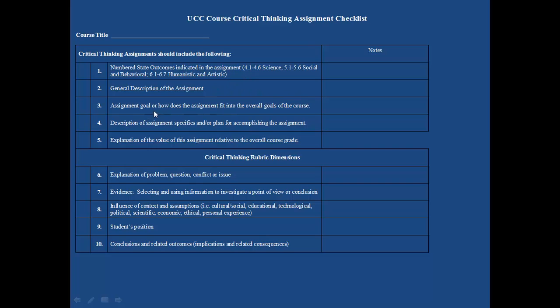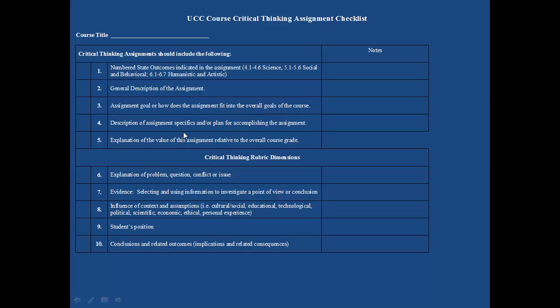You're also going to go through your assignment goal and how this assignment fits into the overall goals of the course. We want you to use what you're doing in class. You're probably already doing a lot of critical thinking exercises. It's just a matter of focusing it and structuring it so that you can use the rubric. But we want this assignment to be meaningful. We want it to mean something for your course, so you want to make sure that the assignment you're designing works around what you're already doing in your course and is going to help you meet your course goals.